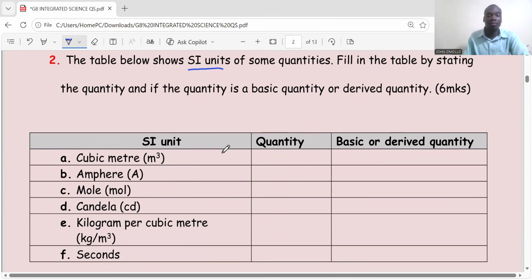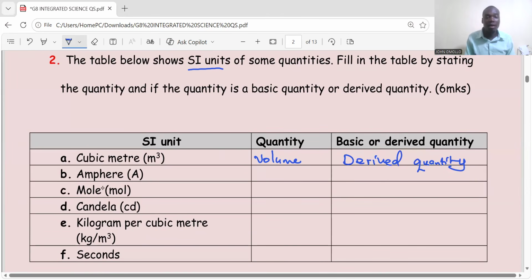Good. So let's go. Cubic meters. Now, when you talk about cubic meters, that quantity is volume. Volume is measured in cubic meters, and volume is a derived quantity. Volume is a derived quantity. You have to find the SI unit by calculating 2 or more measurements so that you find the quantity.